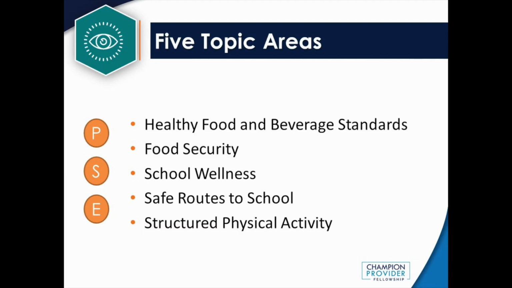We'll walk through each of the 5 topic areas and provide examples of policy, system, and environmental changes fellows can work on in each of those areas. On each of the examples, you will see an orange circle labeled with a P, S, or E to indicate whether the example has a policy, system, or environmental change focus.